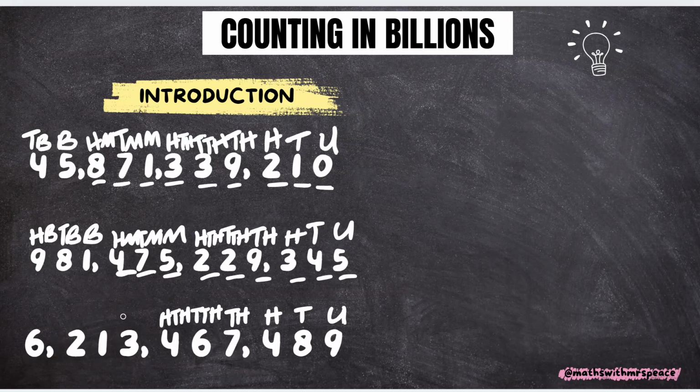For 3, the place value is million. For 1, place value is 10 million. For 2, we have 100 million. And for 6, we'll have billion. So this number is 6 billion 213 million 467,489. So that's it, guys. That's how to identify a number in the place value billion.